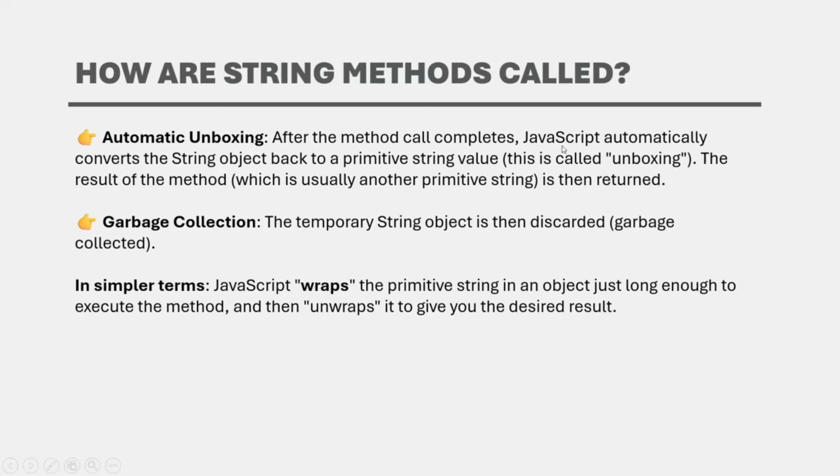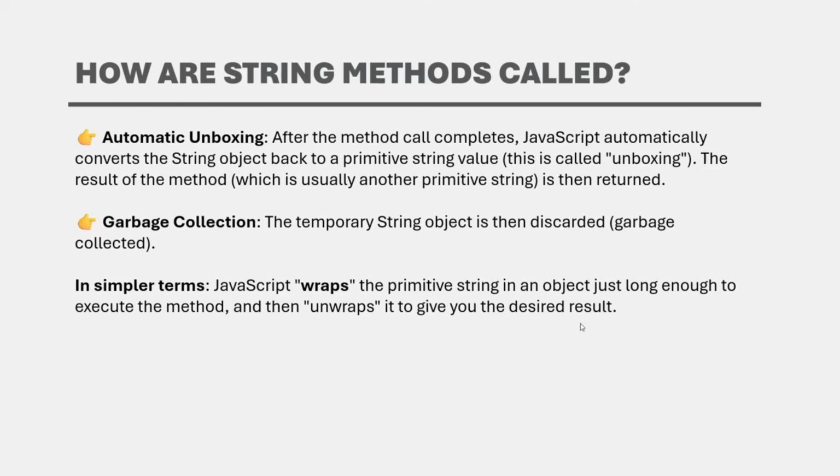Okay, so once the string method has been called and it has returned us the result, the string value which was converted to a string object converts back to the primitive string value. And then the temporary string object which was created will later be garbage collected by the garbage collector. In simple terms, JavaScript wraps the primitive string in an object just long enough to execute the method, and then it unwraps it to give you the desired result.